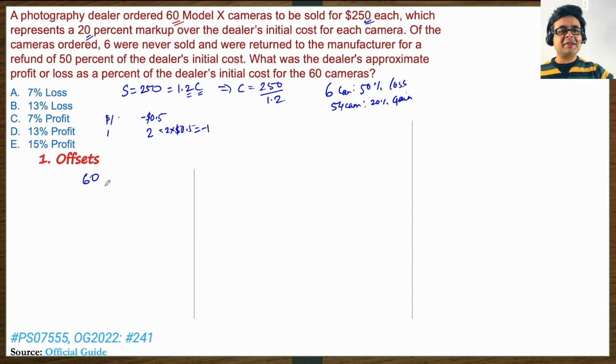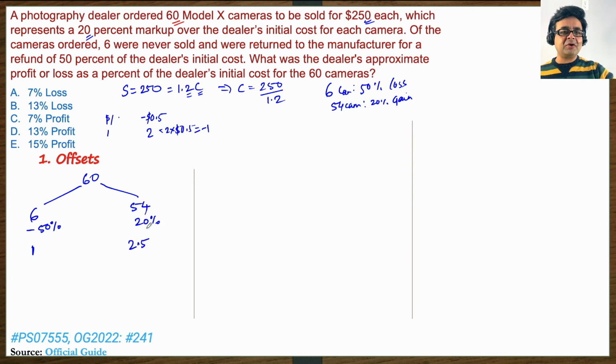So we are going to find that offset point. In this method, we are given there are 60 cameras. He has a loss on 6 of them and he has a profit on 54 of them, right? The loss is minus 50% and the profit is 20%. If he does not sell one camera, how many cameras would he have to sell to actually offset this loss? And the answer is 2.5, right?